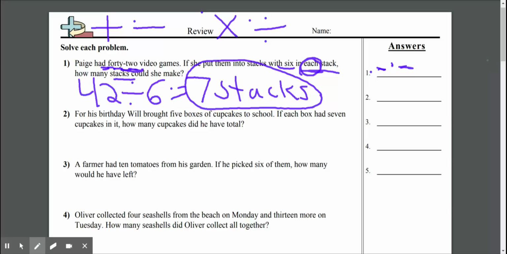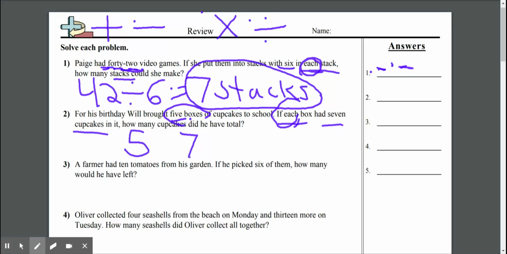Okay, the next one. For his birthday, Will brought 5 boxes of cupcakes to school. If each box had 7 cupcakes in it, how many cupcakes did he have in total? Once again, we have Will, and he has 5 boxes of cupcakes. If each box had 7 cupcakes in it, how many cupcakes do we have total? So once again, we have each box, and each box has 7 cupcakes in it. So he had 5 boxes originally, and then each one had 7.